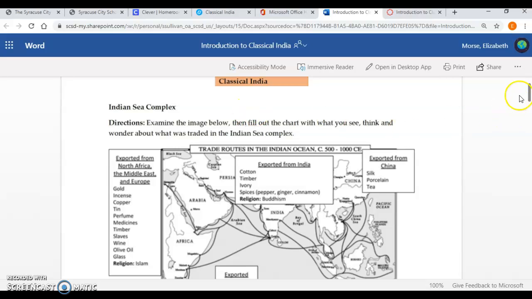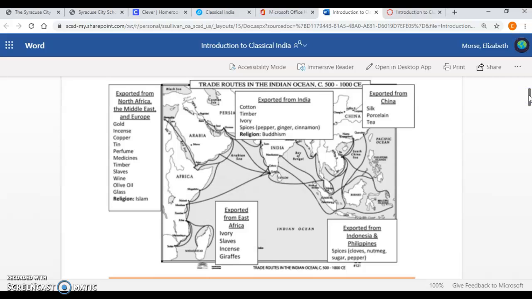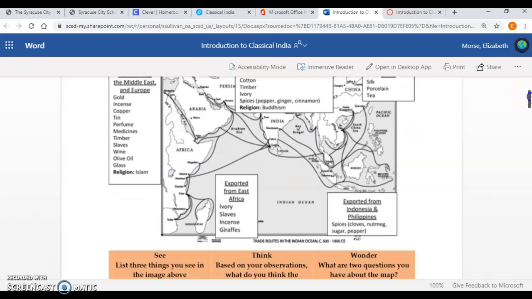You're going to look at the Indian Sea Complex. You're going to be looking at this map, looking at things that are imported and exported from different continents, looking at how India right here sends things out, including religion, and look at these overland and water routes. It's important to note that India, located in Asia, is really connected to Europe and Africa through these trade routes, as well as other Asian countries.